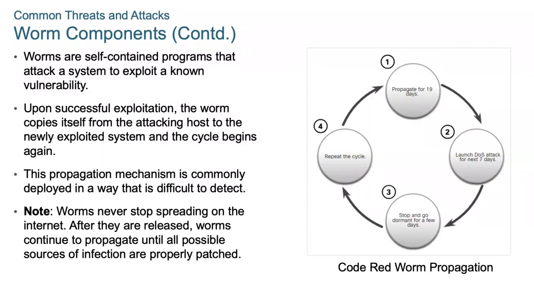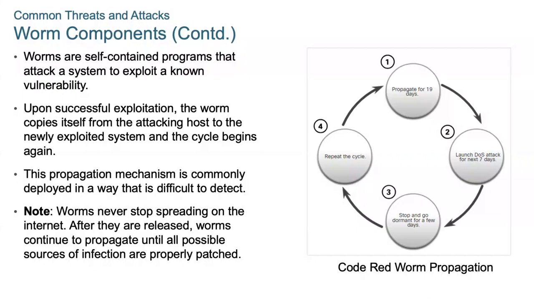From this component, the first one is propagation, which went on for 19 days in the previous case which we have observed. These worms never really stop spreading on the internet. After they are released, the worms continue to propagate until all possible sources of infection are properly patched within the network.